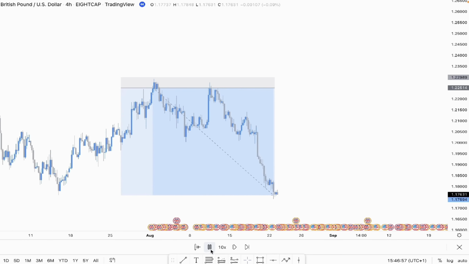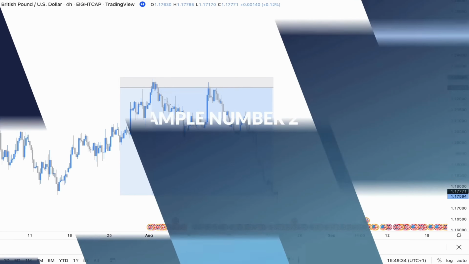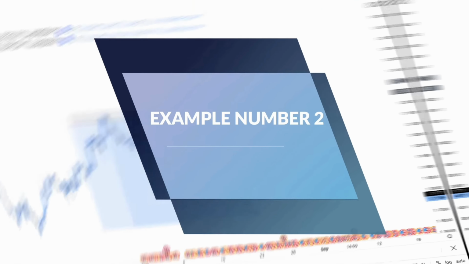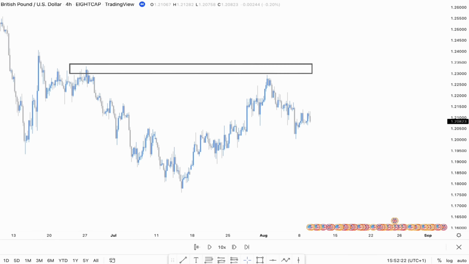And there you have it, full take profit. Just simply knowing how to read the order flow and applying order blocks and liquidity. Now, let's move on to example number 2. I'm just going to pull back price action quickly to our first entry, and I want to show you something very interesting.